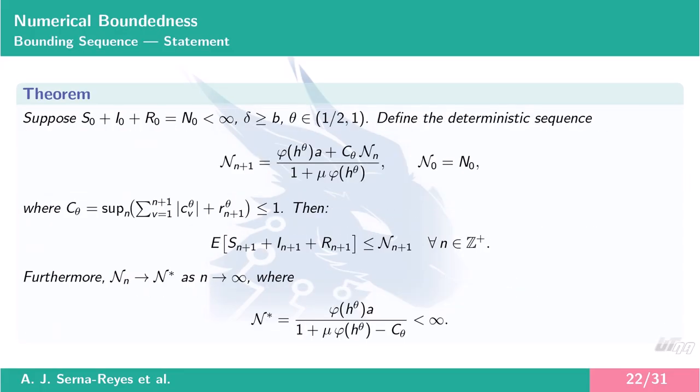We also prove that the numerical scheme preserves boundedness. We construct an auxiliary deterministic sequence N_n that serves as an upper bound for the expected total population at each time step. The sequence satisfies a simple linear recurrence and converges to a finite limit N star as n approaches infinity. This guarantees that the numerical population dynamics remain finite throughout the simulation, regardless of the step size or the number of iterations.